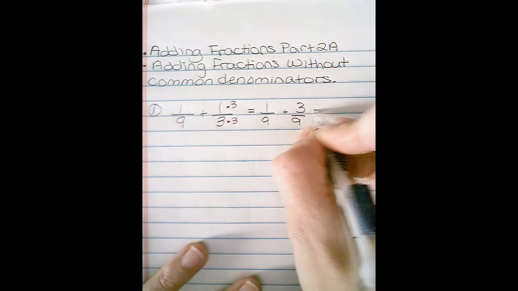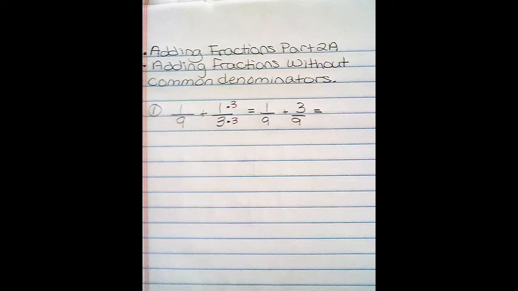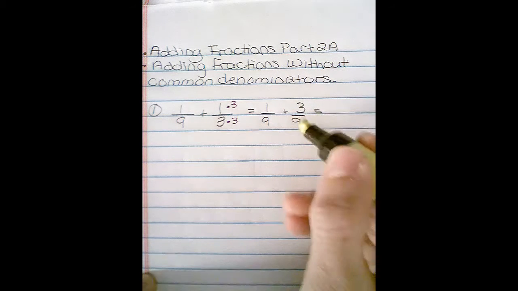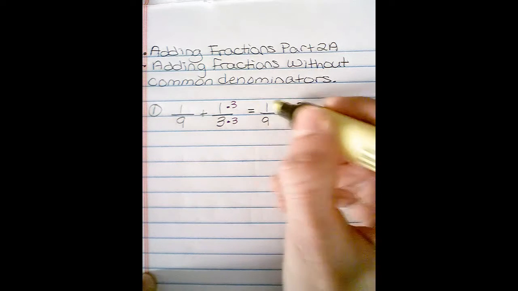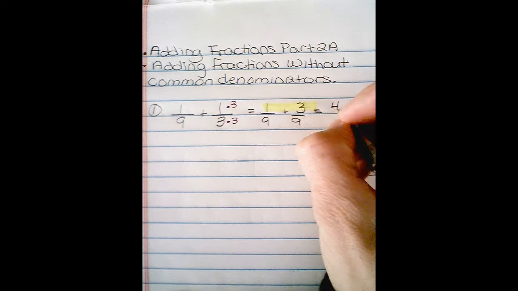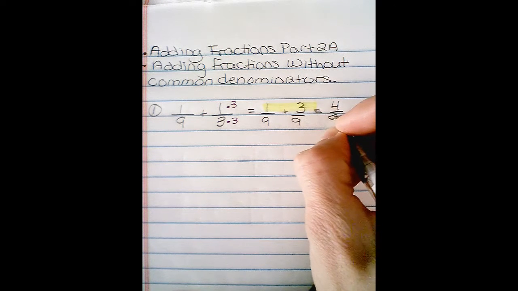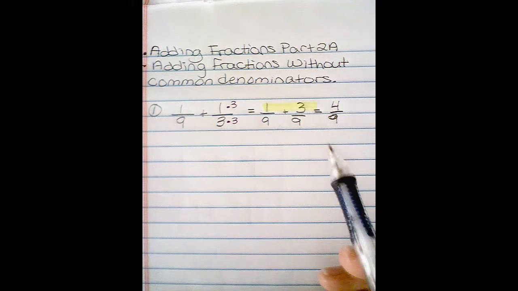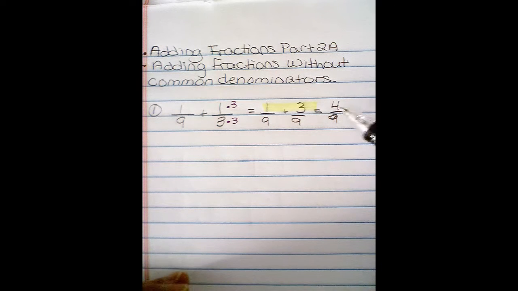Now that we are here, we are back to where we were in part 1, where we have our common denominators, we add across, and we only add the numbers in the numerator. So this will end up being 4/9. Now I have to check: is there any way in which I can simplify this? There is not. There is no number that 4 and 9 can both be divided by.